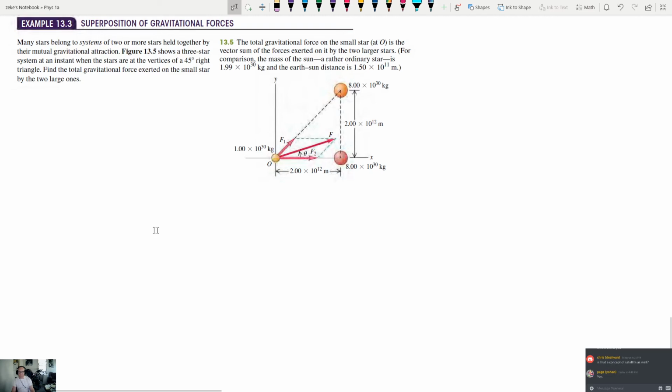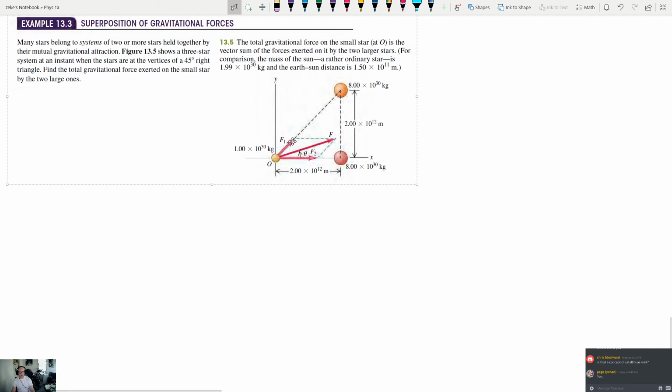So, we're just trying to calculate the force on the smaller star, find the total gravitational force on this one by the other two. Okay? That's what we're trying to do. Now, some of the work here has been done. I'll try to talk through the picture right here. So we have the distance between the small star here and the big star here is 2 times 10 to the 12 meters. The distance between the two bigger stars is also 2 times 10 to the 12 meters. And the distance between the little star and this big star is like the hypotenuse of this triangle. And our goal is to basically find the force on the little star.